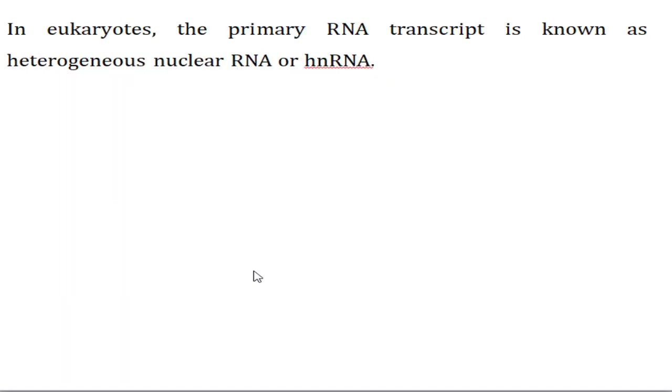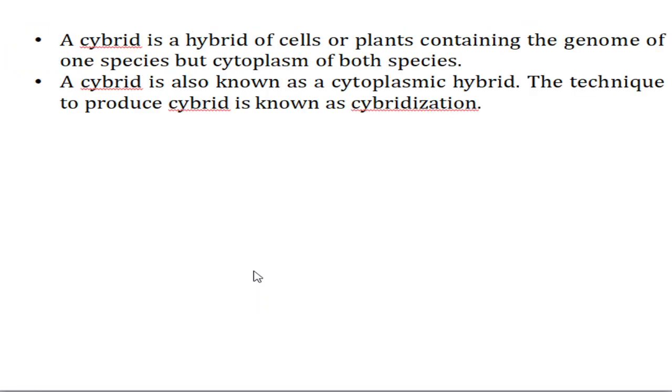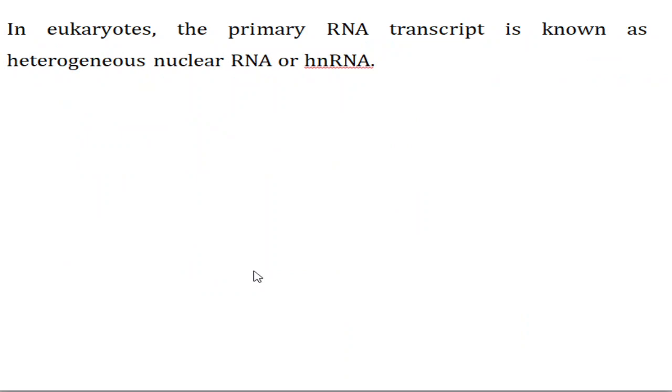Next, in eukaryotes, the primary RNA transcript is also called hnRNA, heterogeneous nuclear RNA. This heterogeneous nuclear RNA goes through a few modifications to produce mature RNA. This mature RNA is transported out of the nucleus.